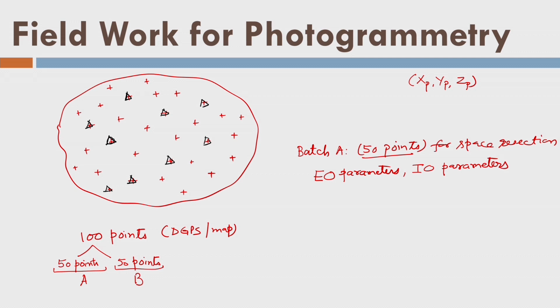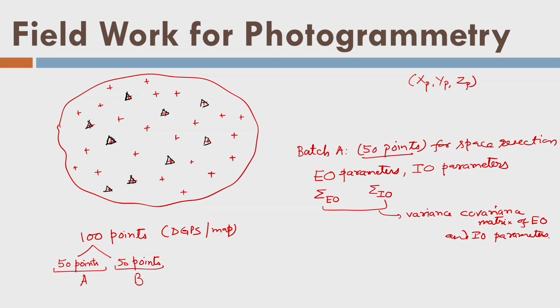Not only that, using error propagation, I will find out the sigma EO and sigma IO. So, that is the confidence or variance covariance matrix of EO and IO parameters. Here you can understand that these sigma values are going to give the quality of the parameters. In general, these points are called control points or ground control points or GCPs. These ground control points are used for the calculation of EO and IO parameters, or developing a mathematical model for the image and object relationship.